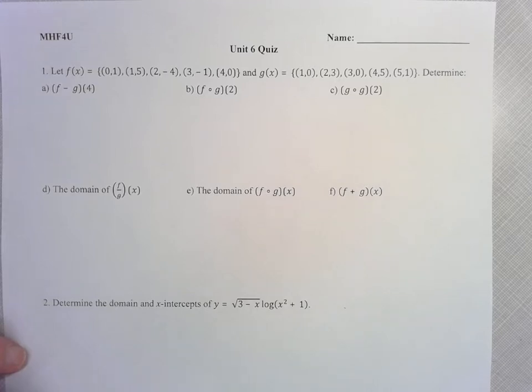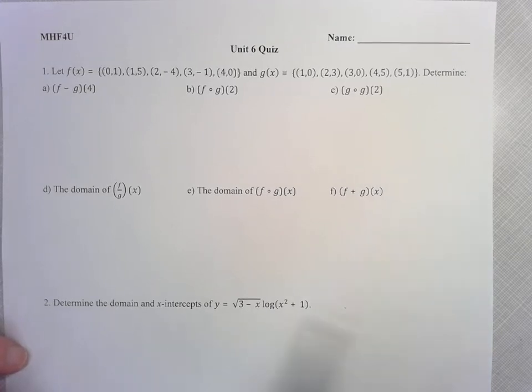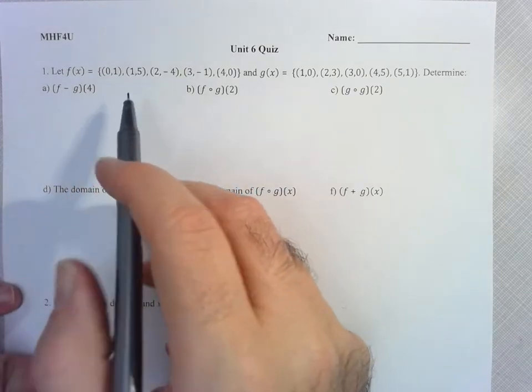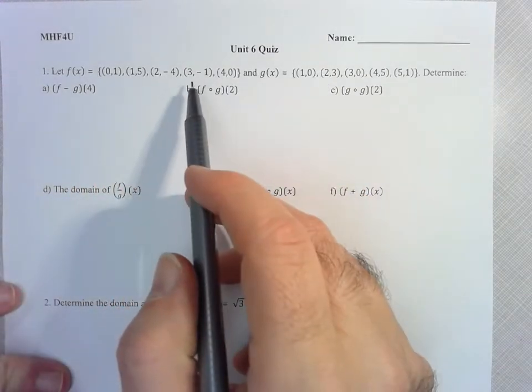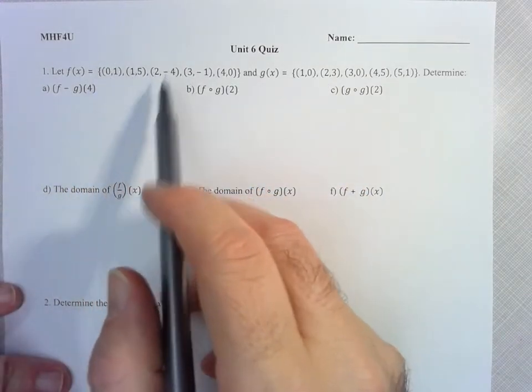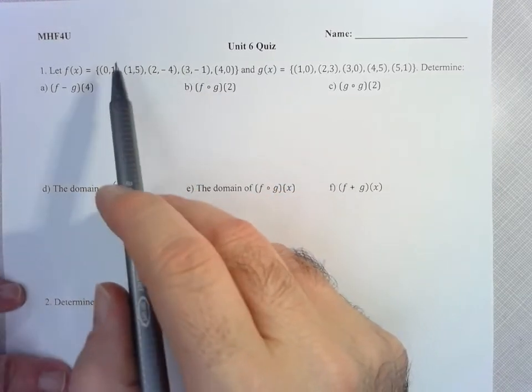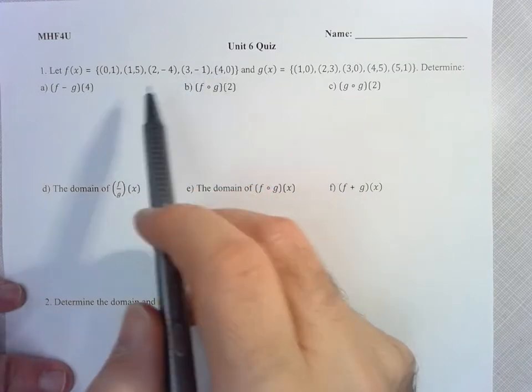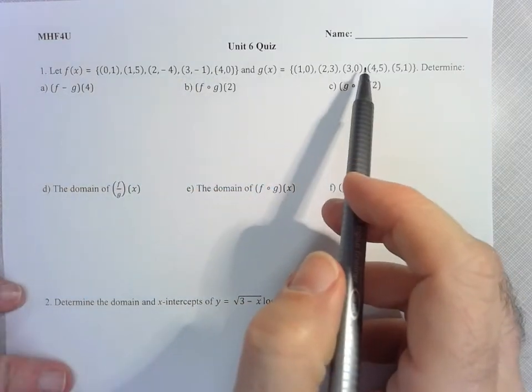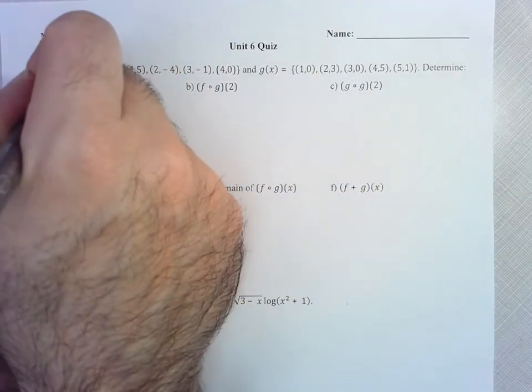Hi folks, we're going to take a look at number 1 from the Unit 6 quiz. So here what they've given us is two functions which are defined as just a set of coordinates. Okay, so we're not given an equation, we're not given a graph. These are the only points that are in the functions f and g. Okay, so start with the first one, f minus g at 4.